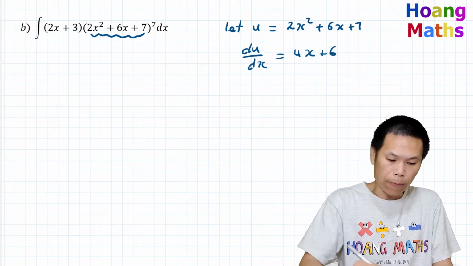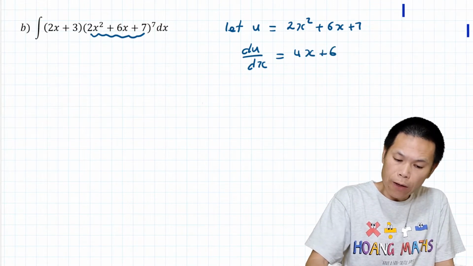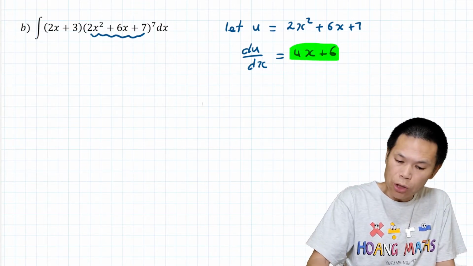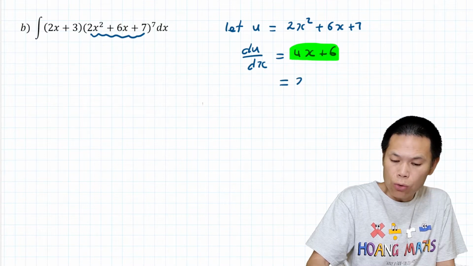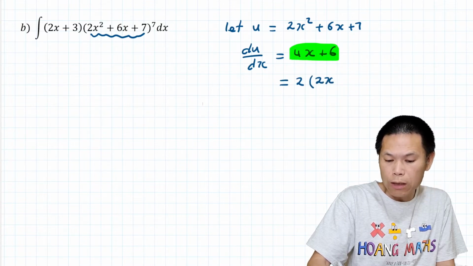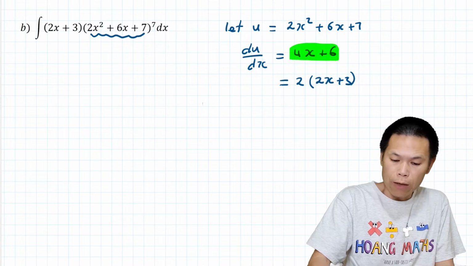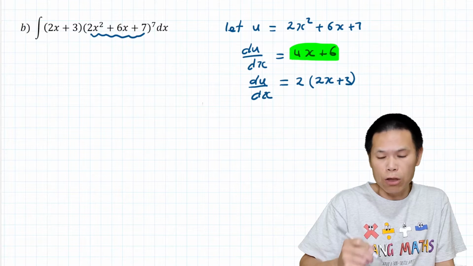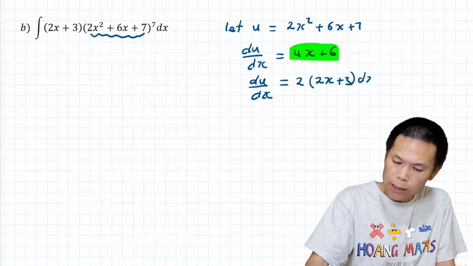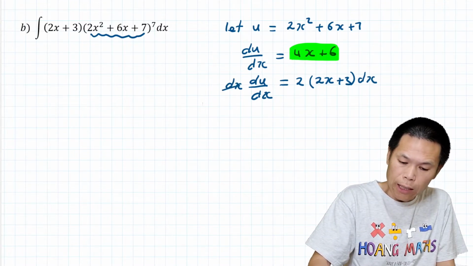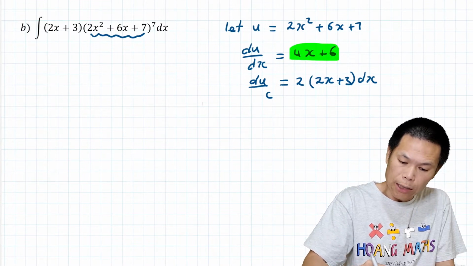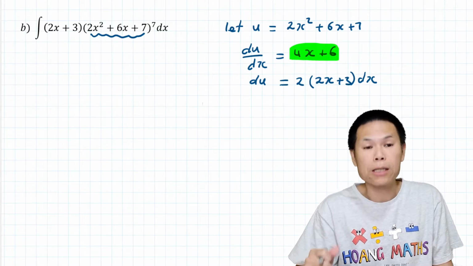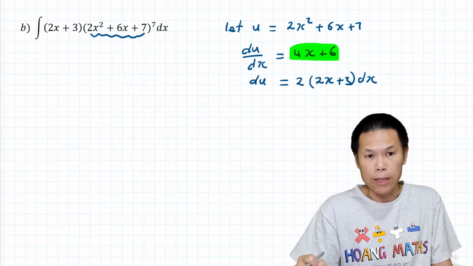And if you think about it, if I take the 2 out, 2 is a common factor. So let me take it out first. That gives me 2 times (2x plus 3), and of course this is du/dx. But then if I multiply by dx on both sides, the dx cancels out. So this is exactly the same as du equals 2 lots of brackets, (2x plus 3) dx, right?